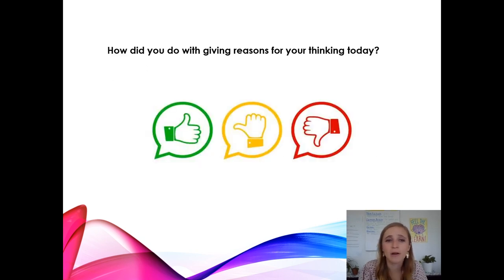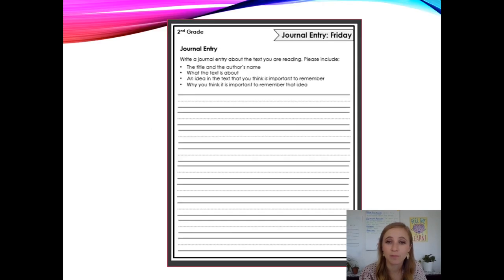So, how did you do with giving reasons for your thinking today? If you did a great job, you can give yourself a thumbs up. If you're like, I did okay, you can give yourself a thumbs to the side. And if you're like, I could do a lot better than that, give yourself a thumbs down. Awesome job monitoring your own work today and thinking about how you did.